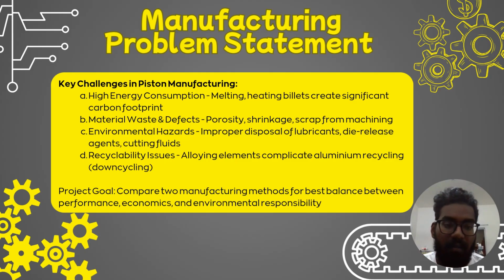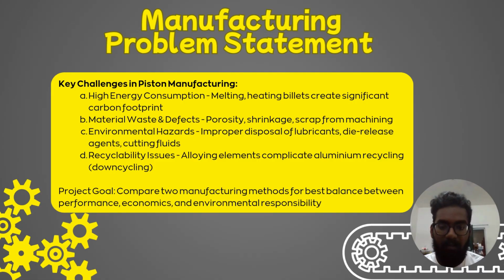First is high energy consumption. Casting requires 700 degrees Celsius melting, and forging needs heavy presses. Both create a significant carbon footprint. Second is material waste. Casting defects and machining scrap require recycling, which uses more energy. Third, environmental hazards. Improper disposal of lubricant and cutting liquids damages the ecosystem. And fourth is recyclability issues, where alloying elements complicate aluminium recycling, causing downcycling. So our goal is to find the manufacturing method that balances performance, economy, and sustainability.